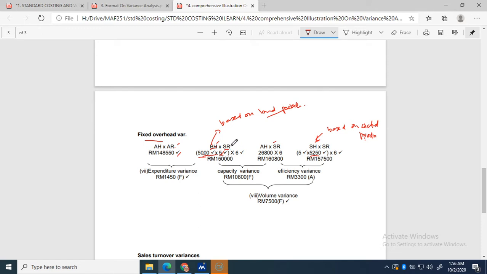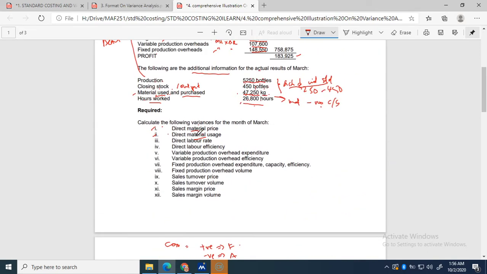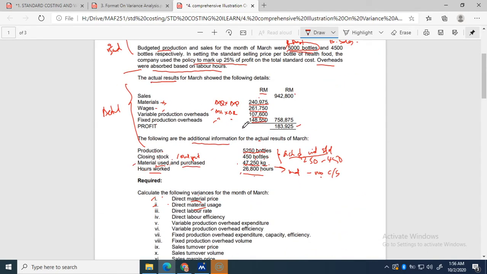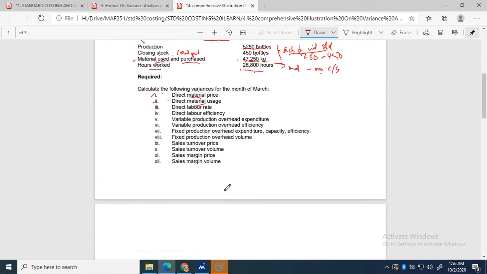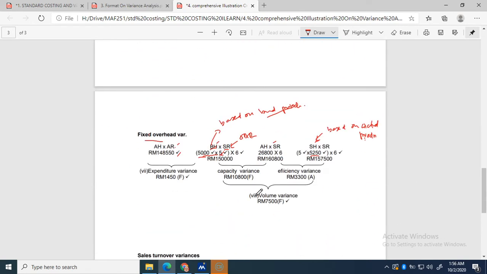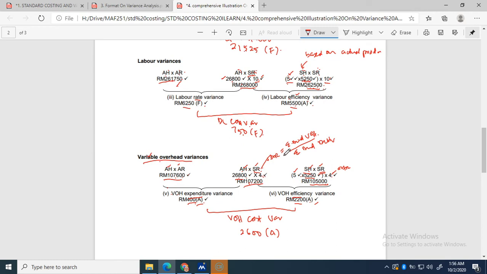So how to get the standard rate? As usual, this is the OAR for fixed overhead. The OAR for fixed overhead is given in the standard cost card, 6 ringgit per hour. So 6 ringgit per hour is the OAR. As usual, if OAR is not given, you have to calculate OAR using the formula, same as for variable overhead.